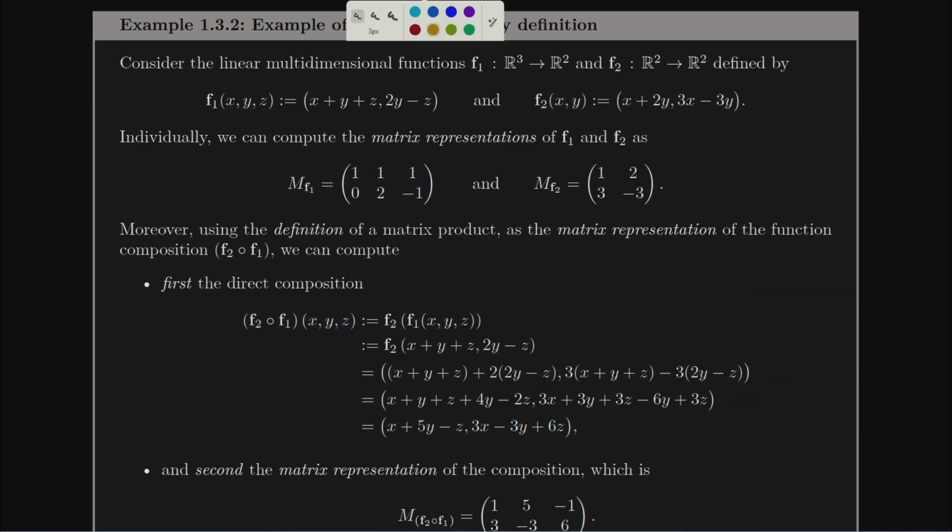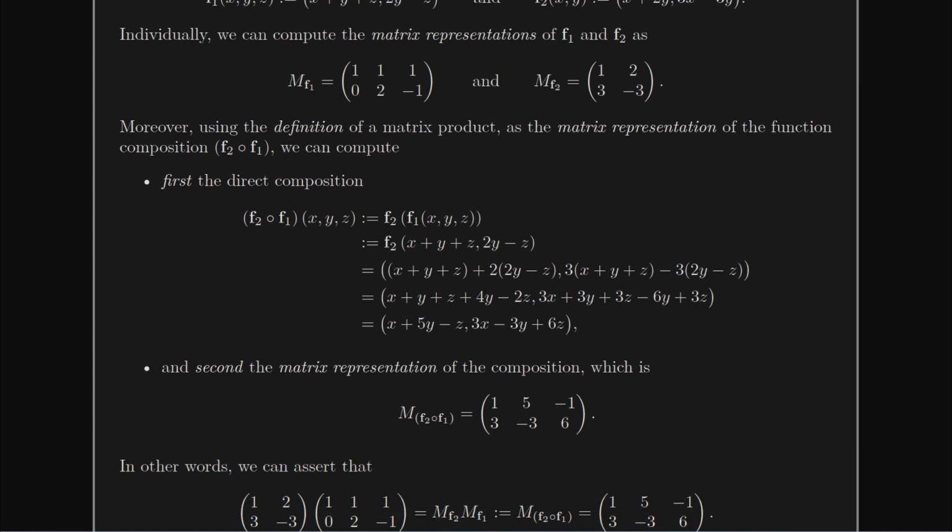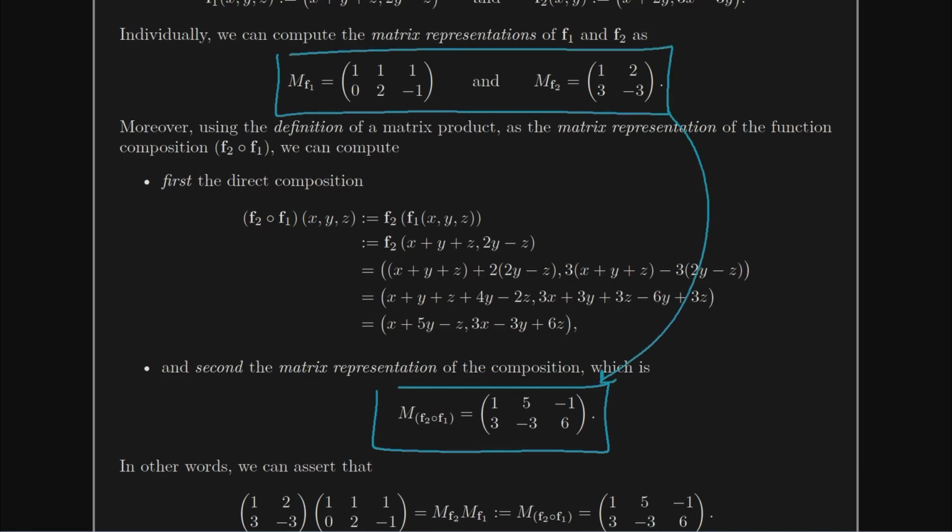Well, you'll notice what we got out of this composition is a linear function, and so there is a matrix representation. How do I find the matrix representation of this output? Well, I'm just going to look at coefficients. My coefficients are 1, 5, and -1 in the first row, and I have coefficients 3, -3, 6 in the second row. And so that matrix representation of the composition of functions is how we define the multiplication of these two.